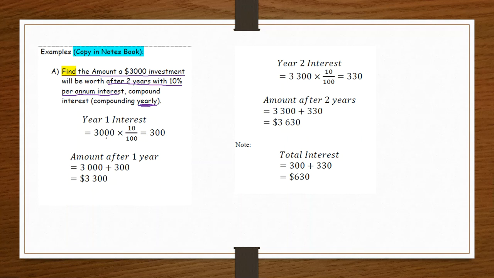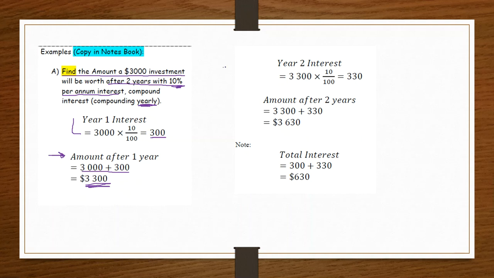So what this means is we find 10% of 3,000. So 3,000 times 10% is 300. And then we add the 300 to 3,000. So we're actually increasing 3,000 by 10%, which is 3,300. So the year 1 interest was 300, and the amount of the investment after 1 year is 3,300.